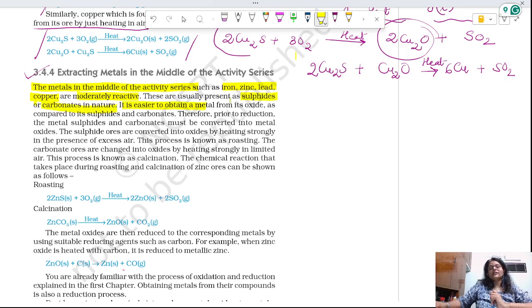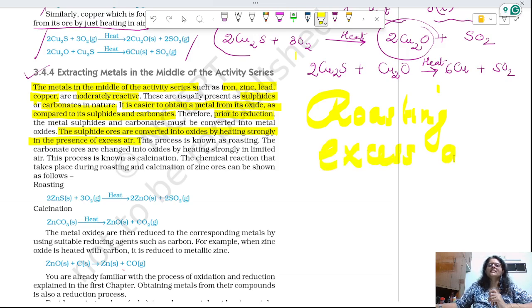I've already told you, it is easier to obtain metals from their oxides as compared to sulfides and carbonates. Therefore, before doing the process of reduction, these sulfides and carbonates must be converted to metal oxides. The sulfide ore is converted to oxide by heating strongly in the presence of excess air, and that process is called roasting.